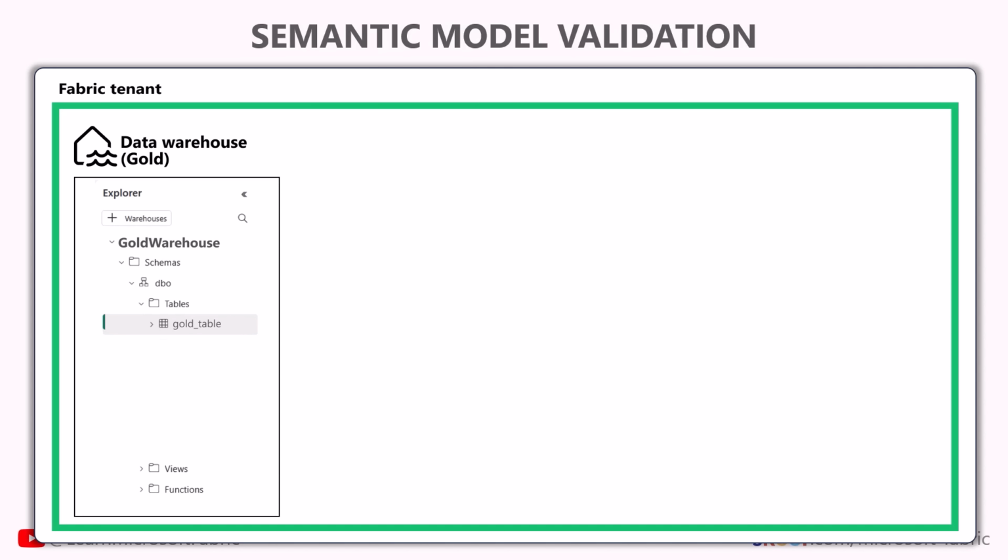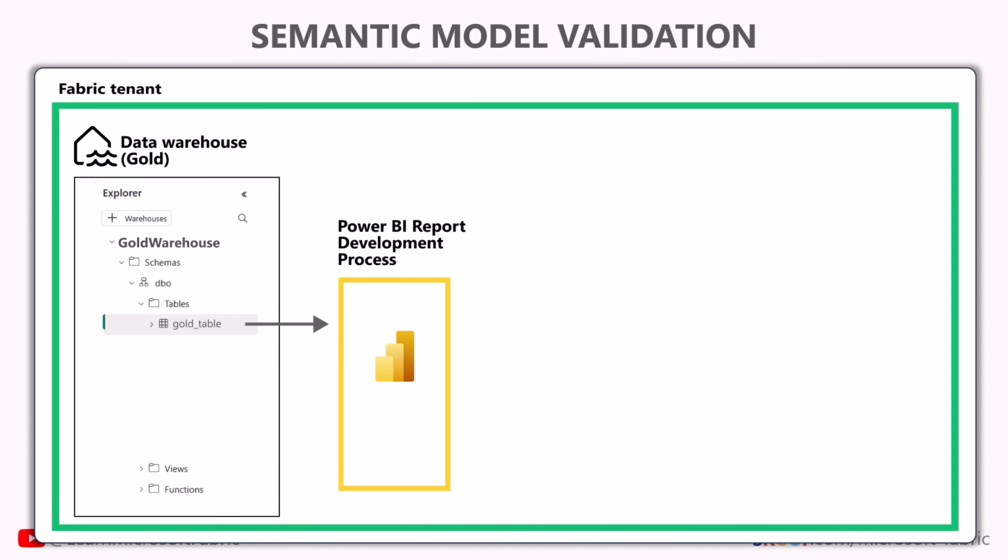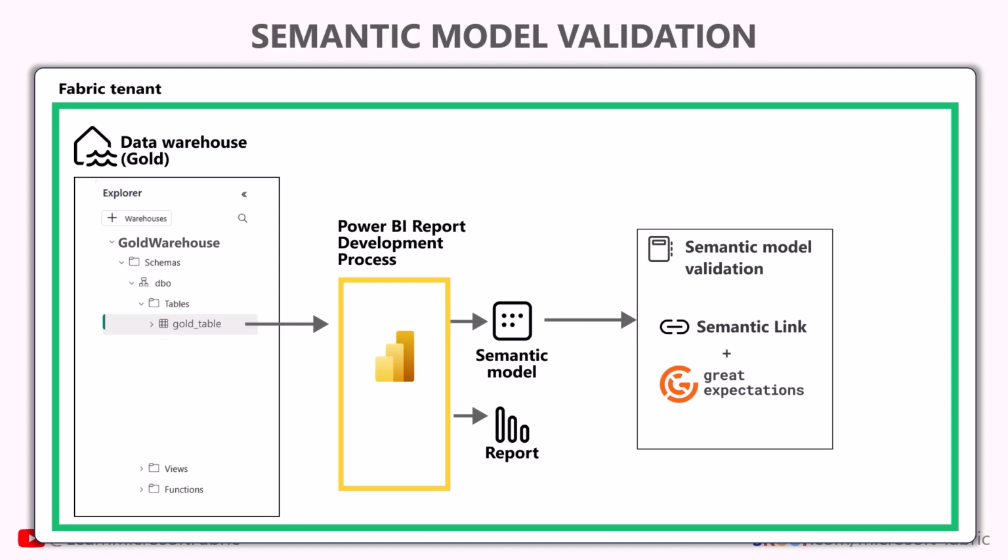Say, for example, you have a data warehouse, your gold layer, and you're bringing in some datasets into a Power BI semantic model. You're performing your Power BI report development process, and the output of that is going to be a report and a semantic model. Now, before the user lays eyes on that report, what we want to be doing is validating that semantic model. And to do that, we can use semantic link and Great Expectations.